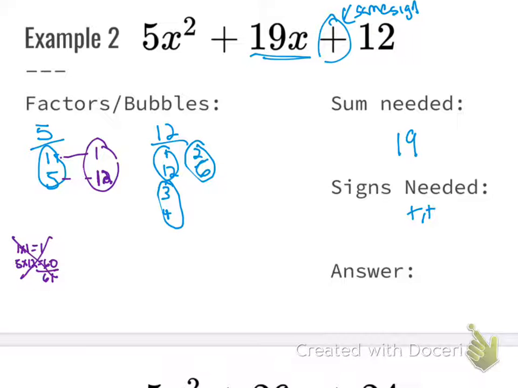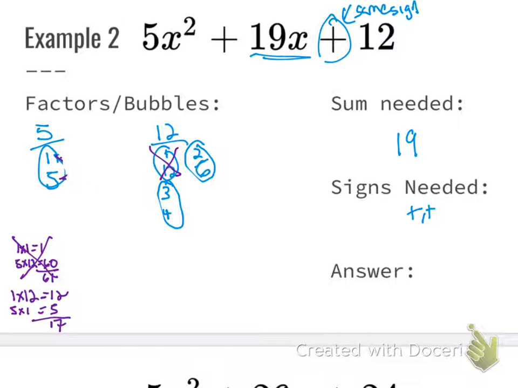So our other option is to do the crisscross instead of the straight through. So we have 1 times 12, just 12. 5 times 1 is 5. 12 plus 5 is 17. That is not going to work either. So we know 1 and 12 is not going to be the factor of this one. I'm going to erase that, and then I'm going to try another bubble.